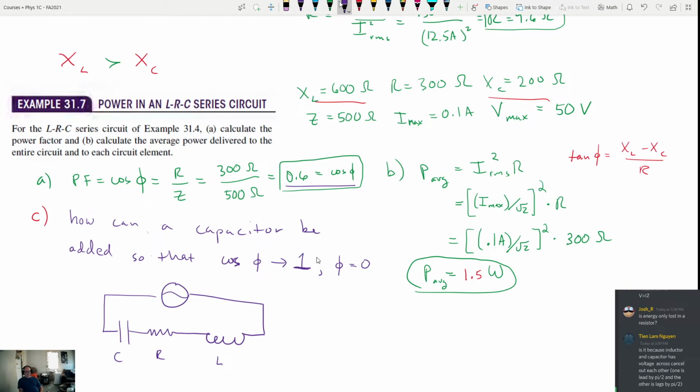This is like one of your lab manual problems, and maybe even one of the Mastering Physics problems is like this too. Do we want to add a capacitor in series? Do we want to add a capacitor in parallel? What do we want to do? Does our capacitance need to get bigger? Does it need to get smaller? What do y'all think?